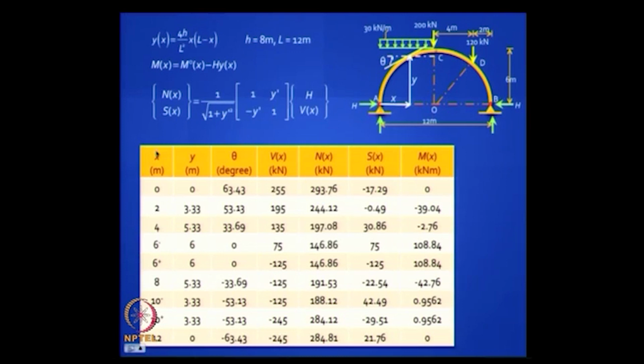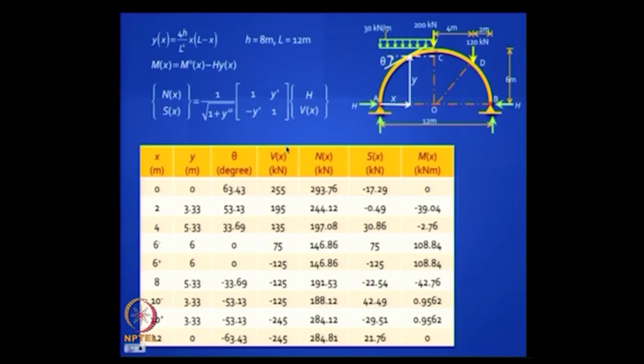So we have done that: 0 meters, 2 meters, 4, 6 minus, 6 plus shows that there could be a singularity there because of that load. 6 is the middle of the arch, then 8, 10. So every 2 meters I have done something. It is easy to calculate all this, it is straightforward, just have to substitute this in the equation, right. You need to plug in.